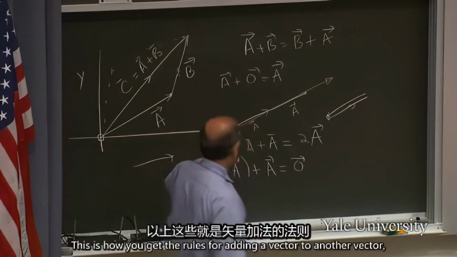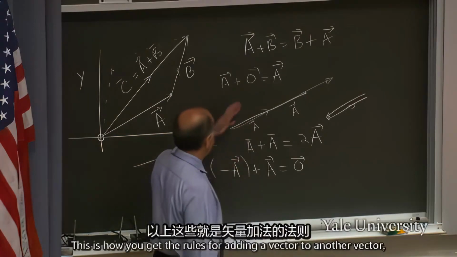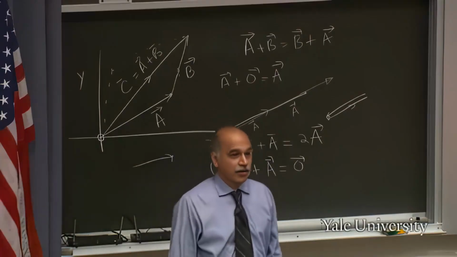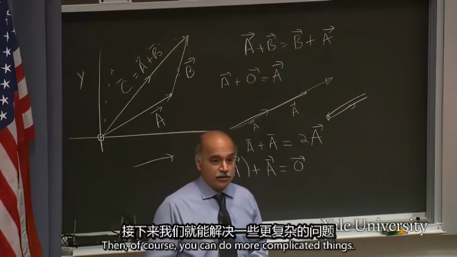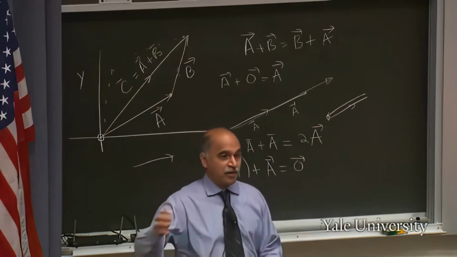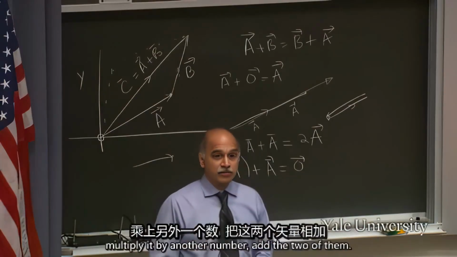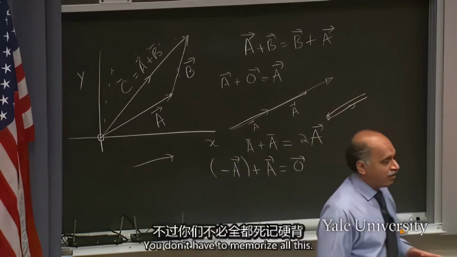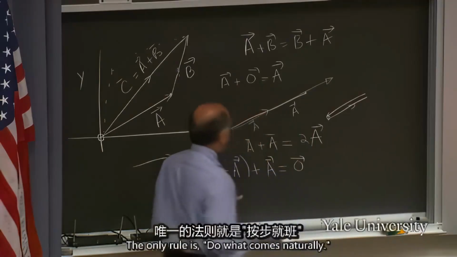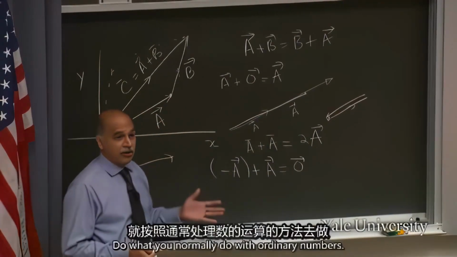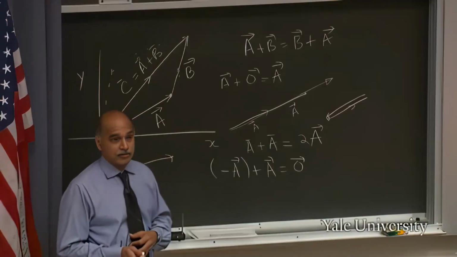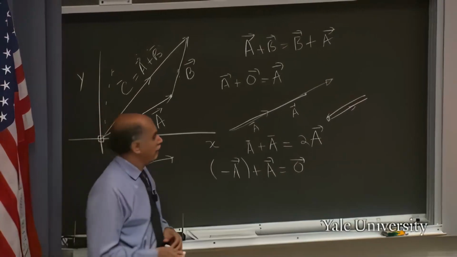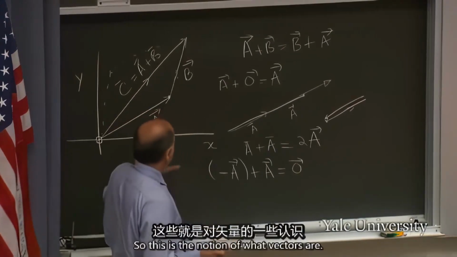This is how you get the rules for adding a vector to another vector, then taking a vector and multiplying it by some constant. Then, of course, you can do more complicated things. You can take this vector, multiply it by one number, take that vector, multiply another number, add the two of them. We know what all these operations mean now. But you don't have to memorize all this. The only rule is do what comes naturally, do what you would normally do with ordinary numbers, and this seems to work for vectors. But you should know what multiplying a vector by a number means. All right, so this is the notion of what vectors are.